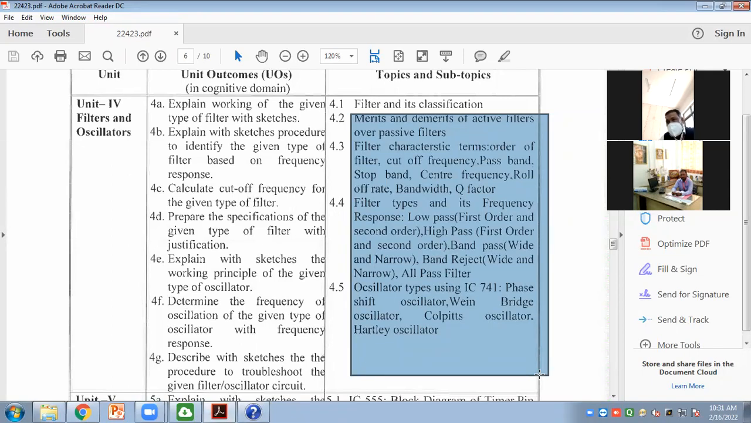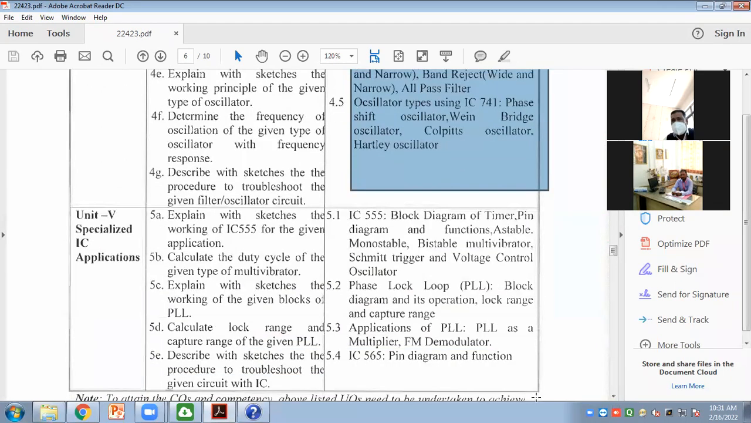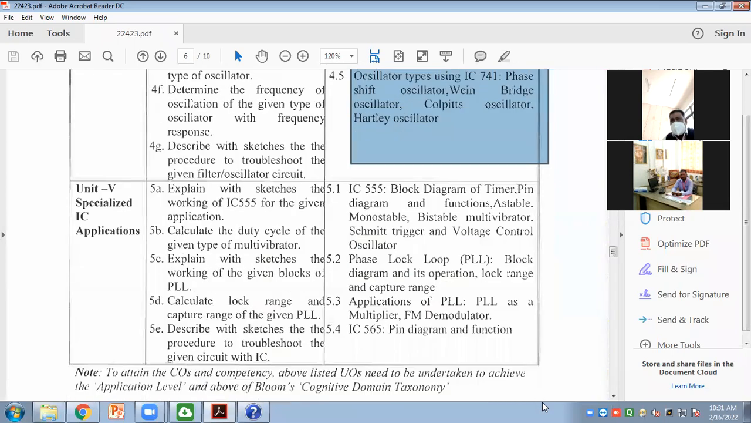Then oscillators. What do you mean by oscillator? Oscillators are also designed using IC741. So phase shift oscillators, Wien bridge oscillators, Colpitts oscillator, Hartley oscillators. These are the different things we are going to cover under the fourth chapter.